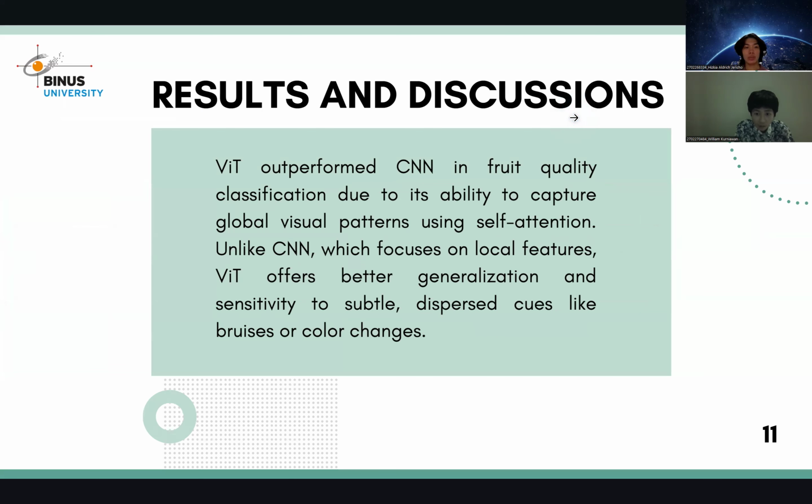And in conclusion for the result and discussion, Vision Transformer outperforms CNN in food quality classification due to its ability to capture global visual patterns using self-attention. Unlike CNN, which focuses on local features, ViT can detect subtle and scattered hues like bruises or discolorations. Therefore, ViT is more effective in recognizing small changes that distinguish between fresh and rotten fruit, making it a superior choice in image-based quality inspection systems.